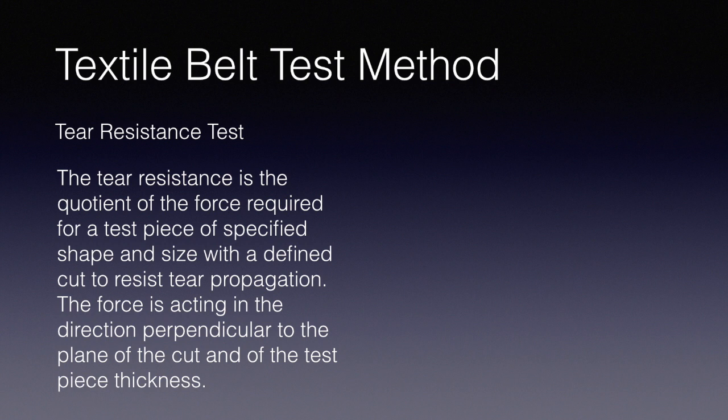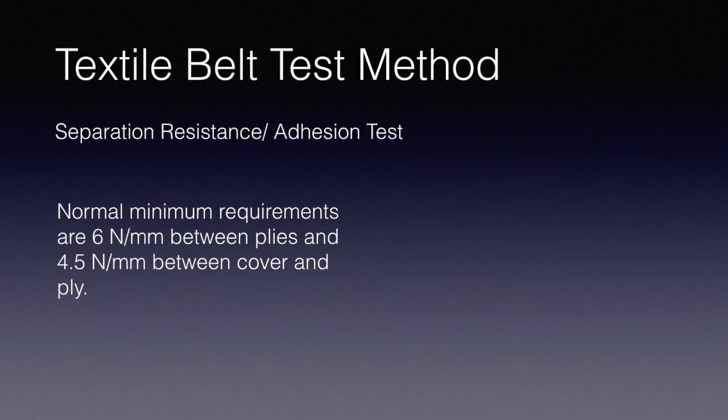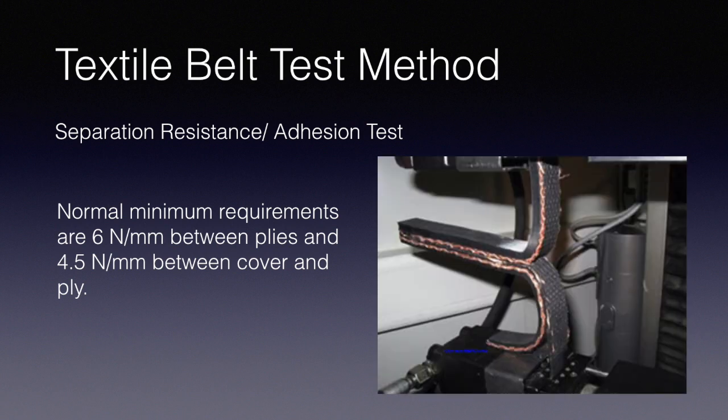Tear resistance test. The tear resistance is the quotient of the force required for a test piece of specified shape and size with a defined cut to resist tear propagation. The force is acting in the direction perpendicular to the plane of the cut and of the test piece thickness. Separation resistance adhesion test. Normal minimum requirements are 6 N/mm between plies and 4.5 N/mm between cover and ply.